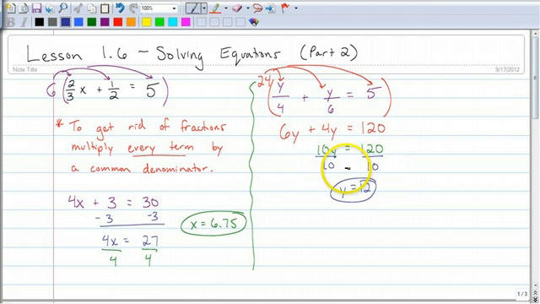And again, you can check your work by putting that in here. 12 divided by 4 is 3. 12 divided by 6 is 2. 3 plus 2, sure enough, gives me 5.